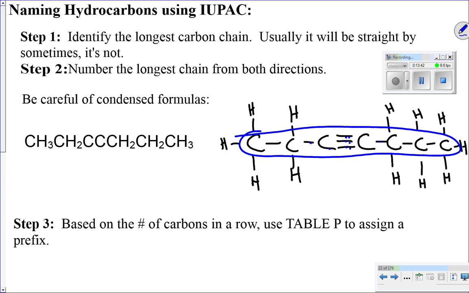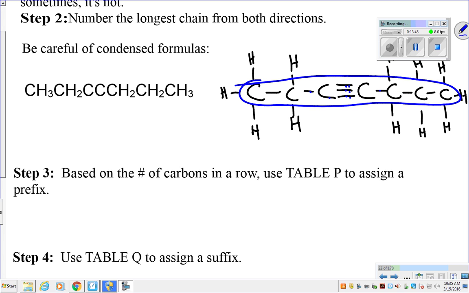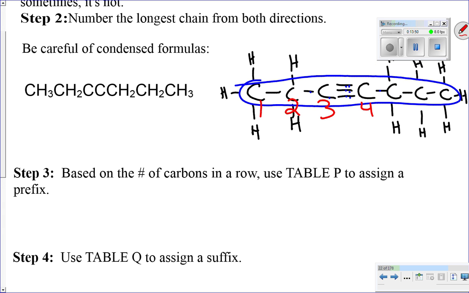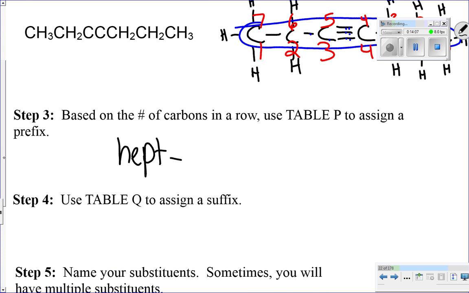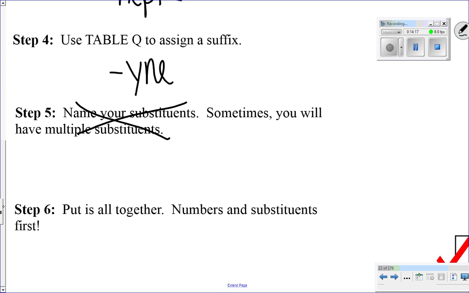I have one straight carbon chain, no substituents. If I go ahead and number this to find out how many carbons I have in a row, I have 7 carbons in a row, which is the prefix hept. So I want to assign my suffix. Since I have a triple bond, I'm going to have an -yne ending. I do not have any substituents. Last thing that I need to do is put this all together. So I know I'm going to have heptyne.